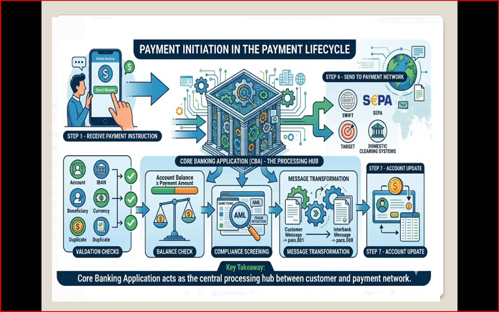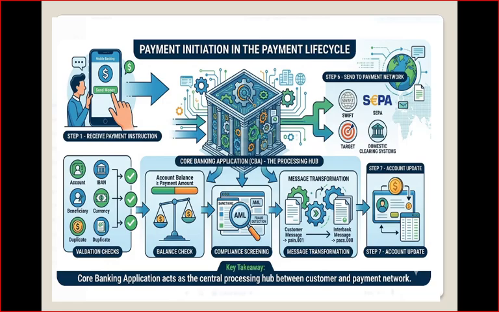If you check step by step in the diagram below, first the payment is initiated, where we perform all the validation checks. When you're sending money, it will check the account number, IBAN, currency, beneficiary, duplicate currency check, duplicate person check. That happens in the core banking application. The name of the diagram itself says that the core banking application acts as a central processing hub between the customer and the payment network, the middle one, the customer hub. The second check is the balance check.